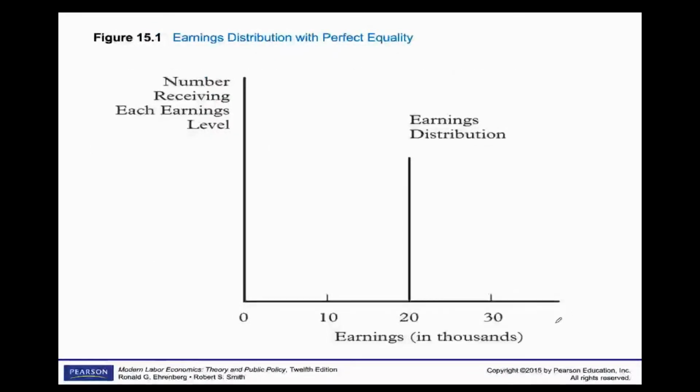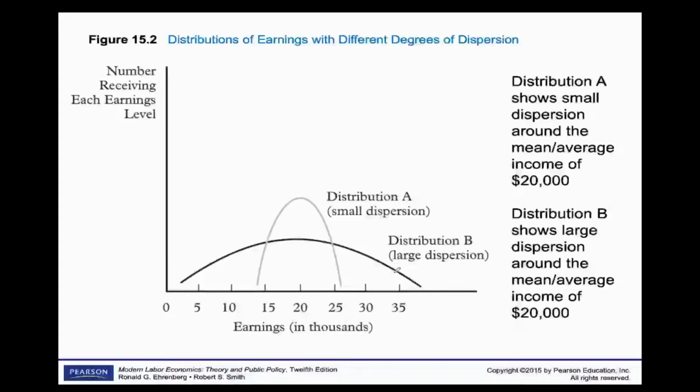And that can be shown in this table of distribution. On the vertical line, we measure the number of people receiving each earnings level, while on the horizontal line, we measure the earnings level in thousands. If we have the case where people earn $20,000 per year, everyone is earning this level of income. Therefore, there is no dispersion in that case, and it is shown by this straight line. On the other hand, for distribution A, we have a small dispersion in the economy. $20,000 per year is the mean or average income, and those who earn more than that are not far from the central tendency point here. The same holds for those who earn less than $20,000; they are not far from $20,000 per year. So for distribution A, we have a small dispersion in the economy.